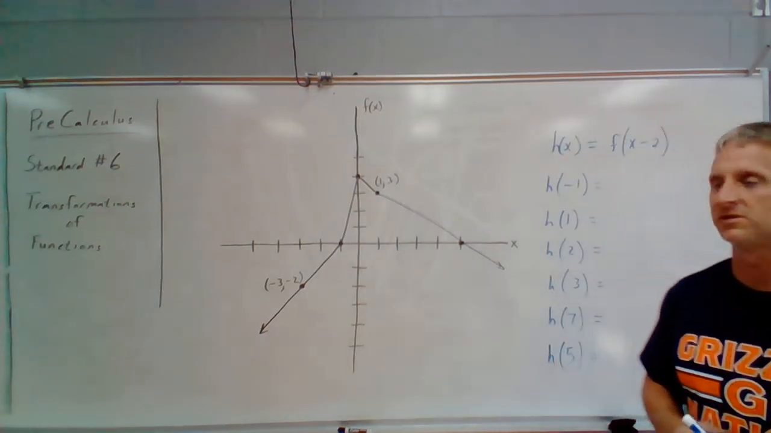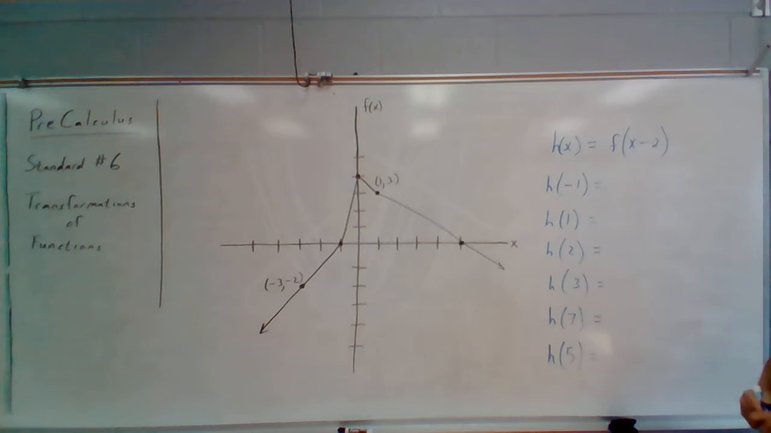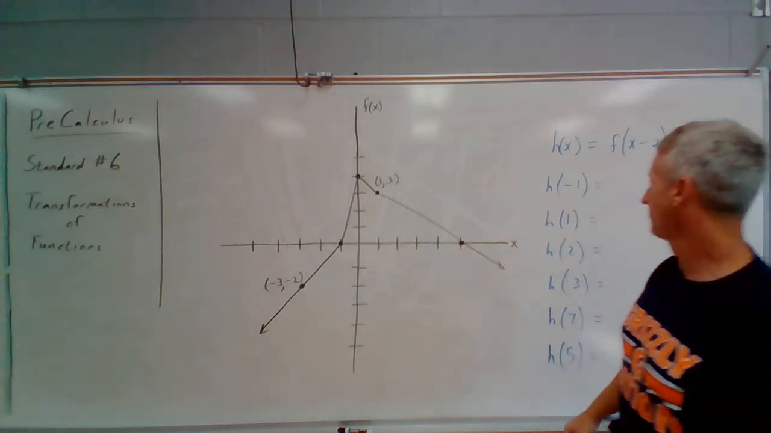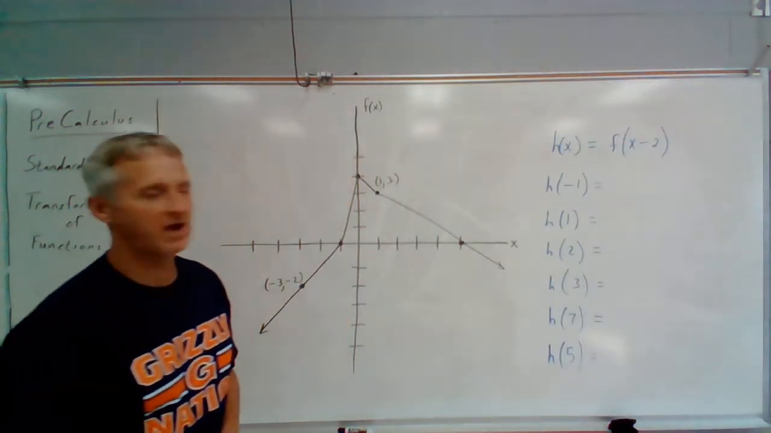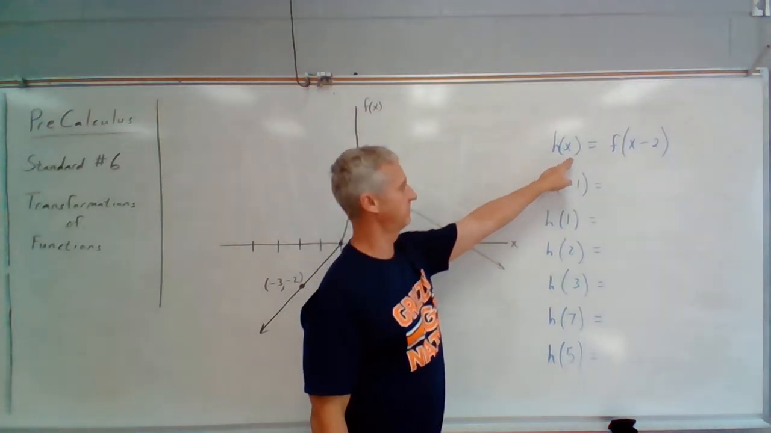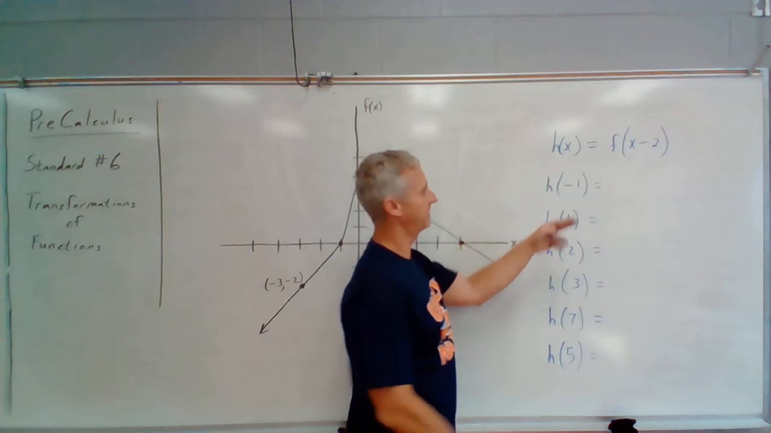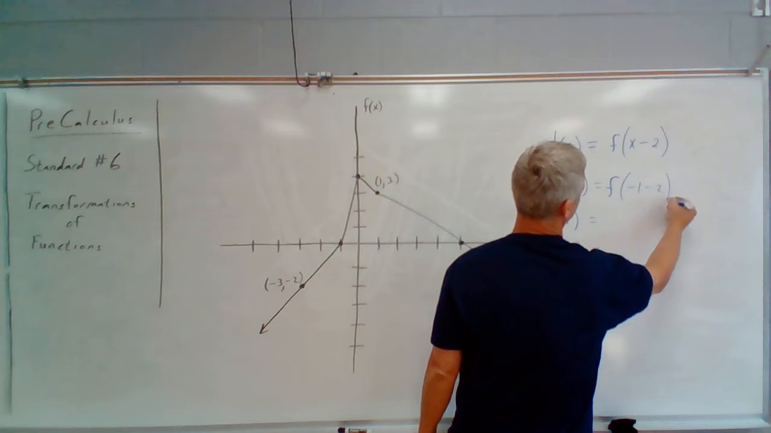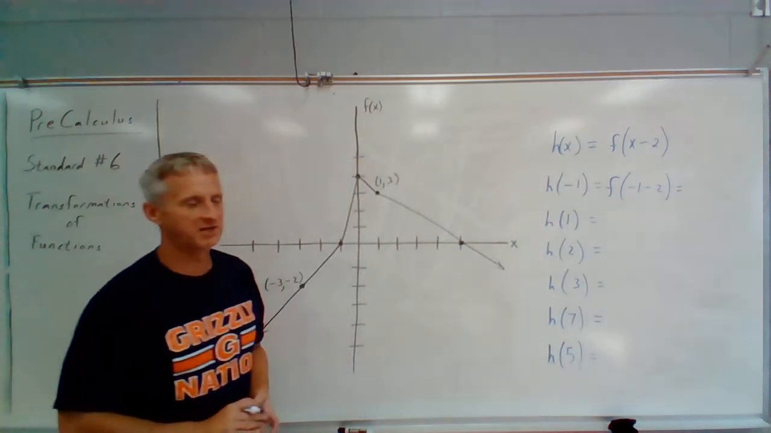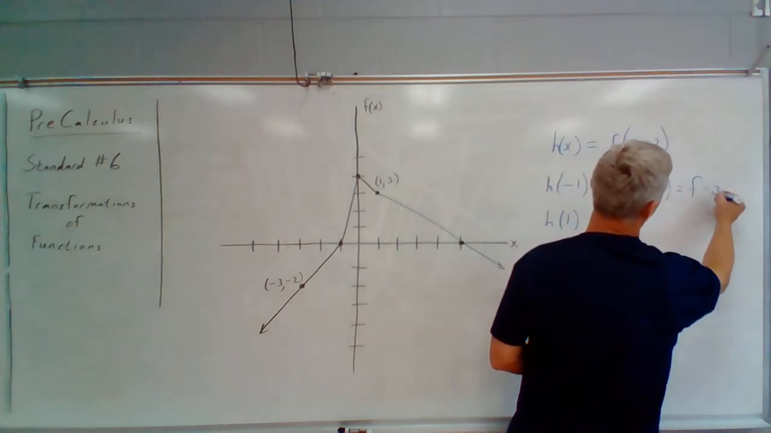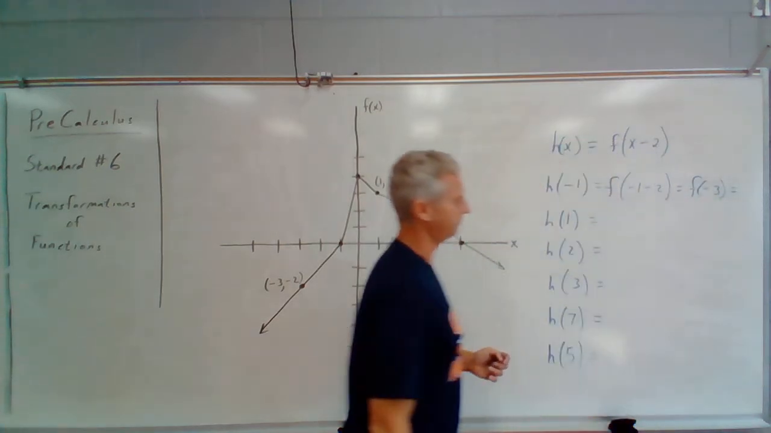All right, let's do another really interesting example. So same f graph, same black graph. Let's graph this new function, f of x minus 2. All right, so let's plot some points. Let's do h of negative 1. So if I plug negative 1 into the h function, I'm going to put a negative 1 everywhere I see an x. So I'll have f of negative 1 minus 2. Negative 1 minus 2 is negative 3. So I'm really doing f of negative 3.